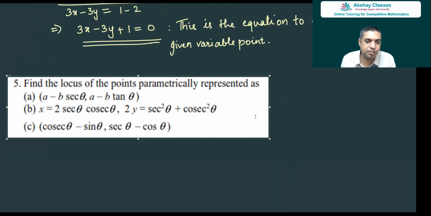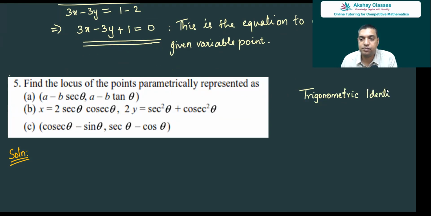Find the locus of the point parametrically represented as this. So this requires trigonometric relations. Do we know all the trigonometric identities? No, sir, I don't know. Sin square theta plus cos square theta is equal to 1. This you know, Malini? Yeah, only this one.